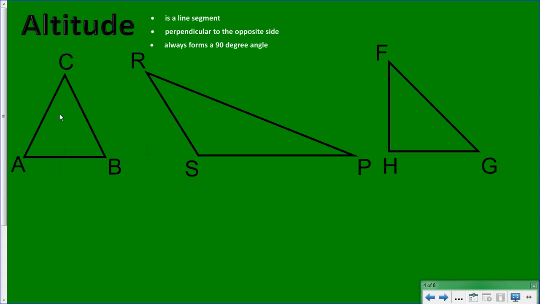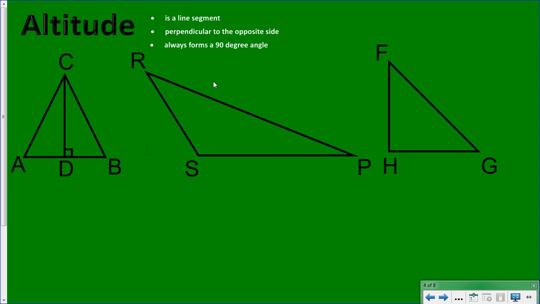And if I'm going to create an altitude from C straight down, there is the height of my triangle. There is what we call our altitude. We'll call it CD here. And what's very important is that it does form that 90-degree angle. Anytime you see altitude, that's the one thing you need to remember: that it creates a 90-degree angle.